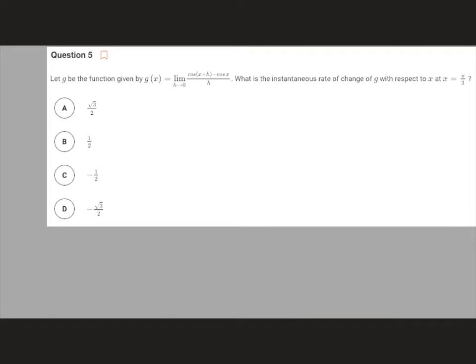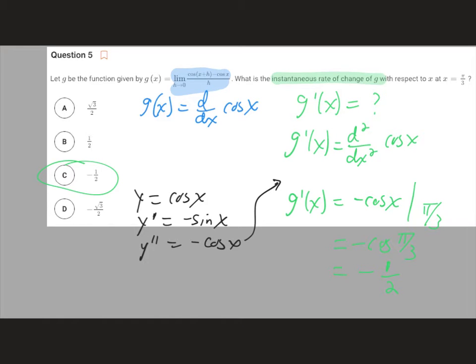First one, let g be the function given by that statement. It's a limit statement. What is the instantaneous rate of change of g with respect to x at x equals pi over 3? So the key to this one is recognizing that this g of x function is the limit definition of a derivative. So g of x is the derivative of cosine x. Why is it cosine x? Because I can see that cosine x is the function here. So when they say, what's the instantaneous rate of change of g, now I need g prime.